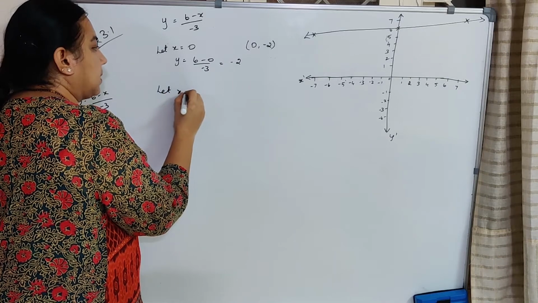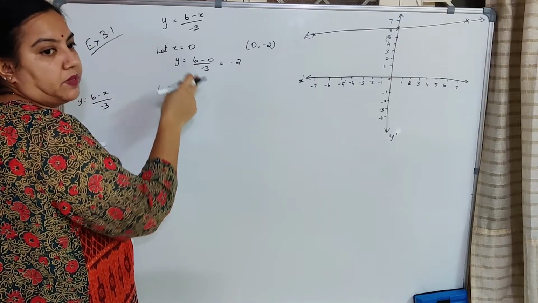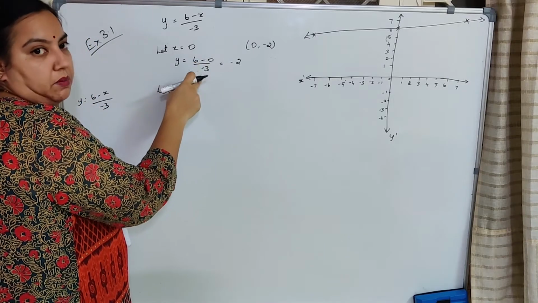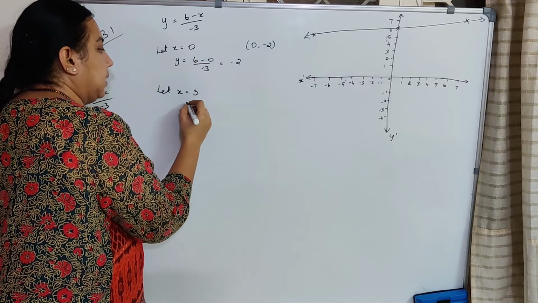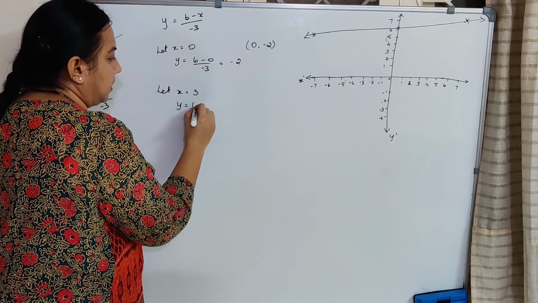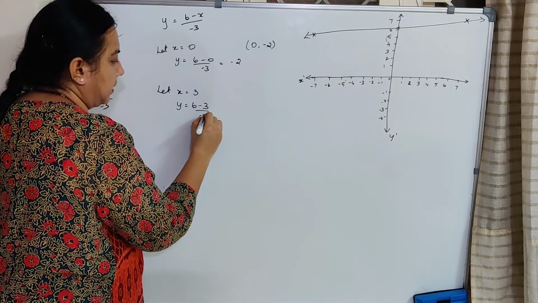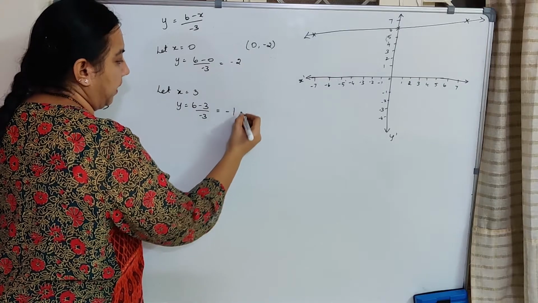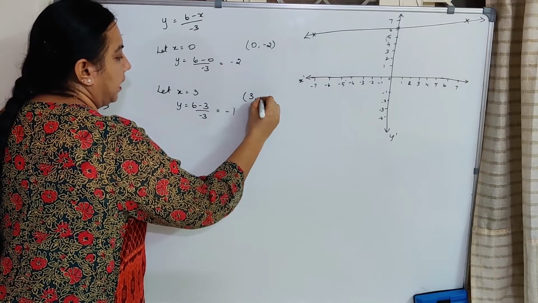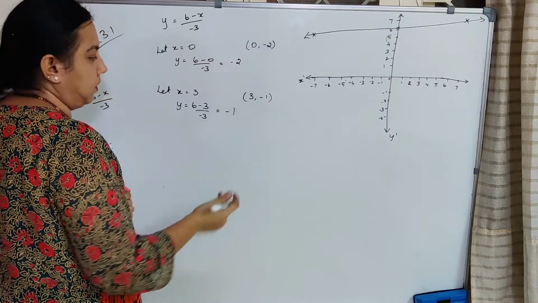I said I prefer numbers which make it divisible by minus 3, right? So I am using x is equal to 3 now. So y is equal to (6 minus 3) by minus 3, and that gives 3 by minus 3. So it becomes minus 1. So the point here I get is (3, minus 1).